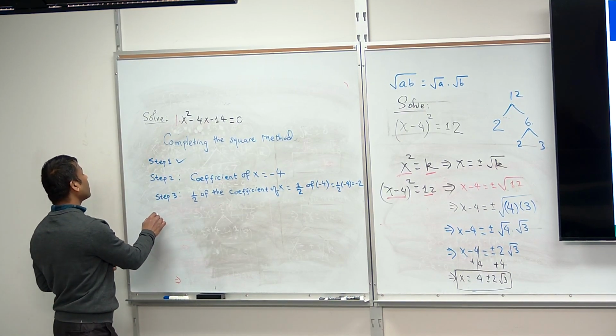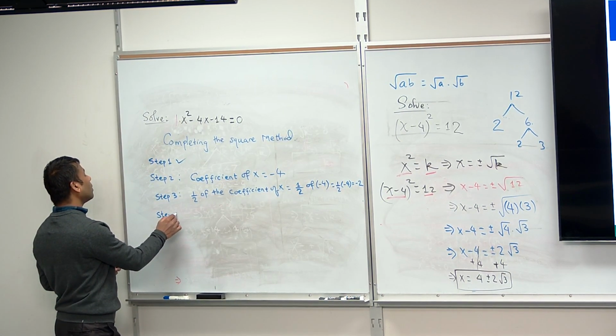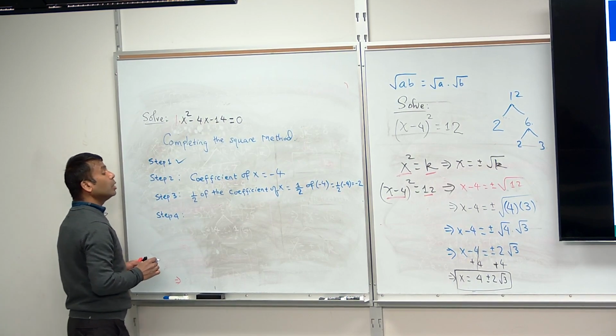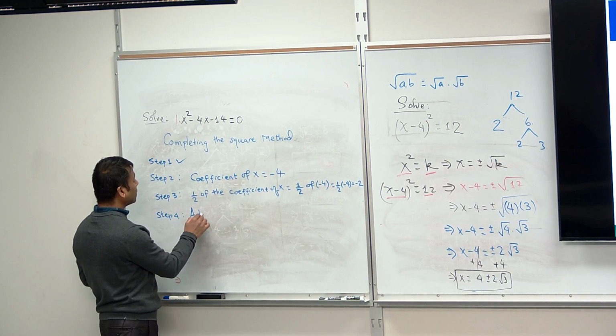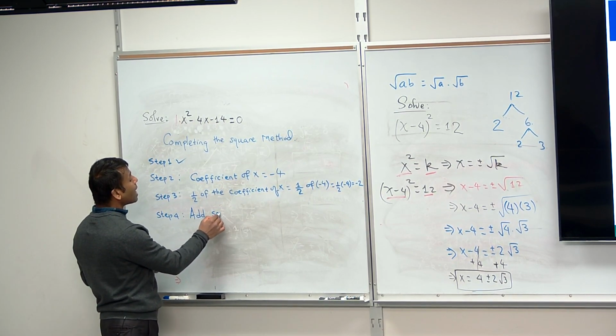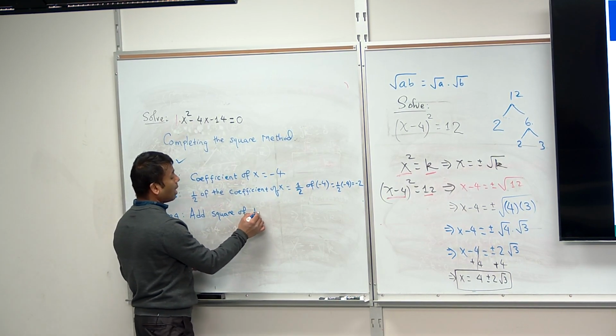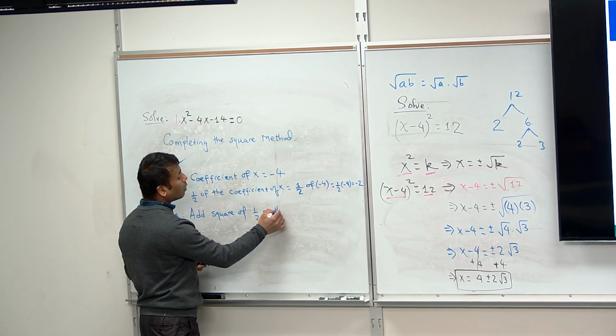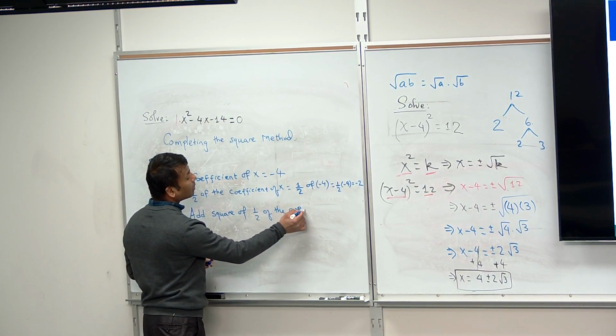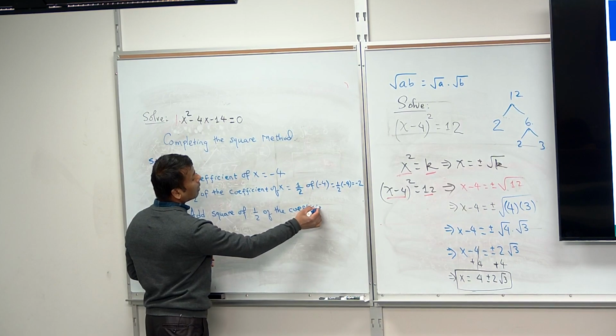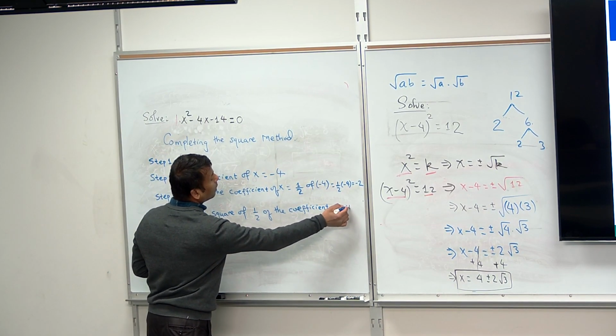And then in step 4, you add a square of half of the coefficient of x on both sides.